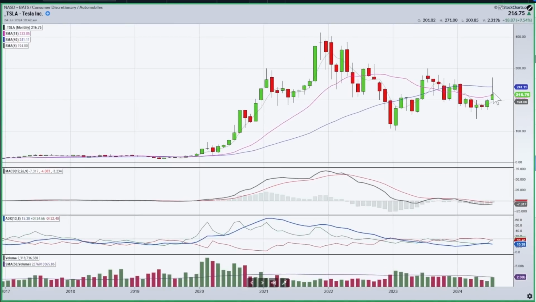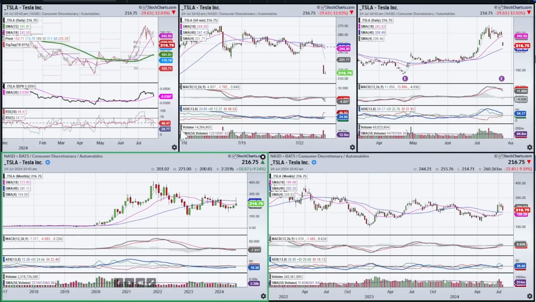And look at what's going on the monthly chart. We're back down, testing the 18-month, back below the 40. Not the type of pullback that I wanted to see. And this is why I wait to see how we react on a pullback. We don't just buy the strength. We want to look for a pullback.